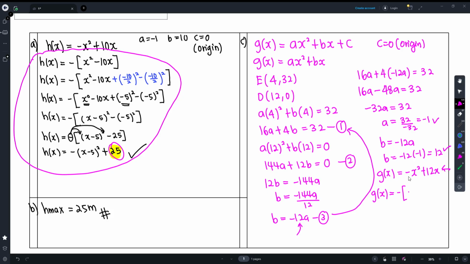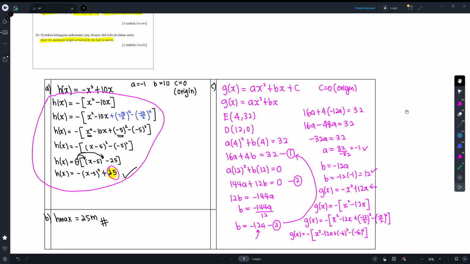So I'll factorize the negative. So x square minus 12x. So what happened? g(x) will be negative, open square bracket, x square minus 12x plus negative 12 divided by 2 square minus negative 12 divided by 2 square, and then close the square bracket. So your g(x) will be negative, x square minus 12x plus negative 6 square minus negative 6 square, with the square bracket.